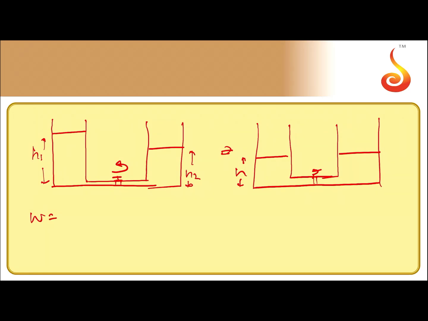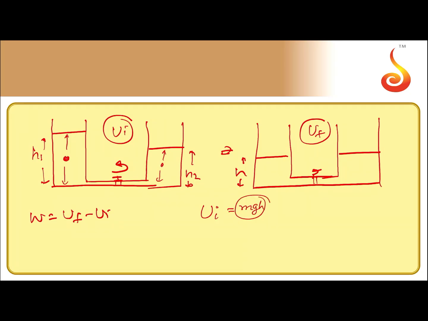Clearly work done by gravity is equal to final potential energy minus initial potential energy. So let us find out the initial potential energy and final potential energy respectively. Initial potential energy is equal to, we can write it like this. For example, here the center of mass of this part is midway, the center of mass of this part is midway, right? Your basic expression is mgh.